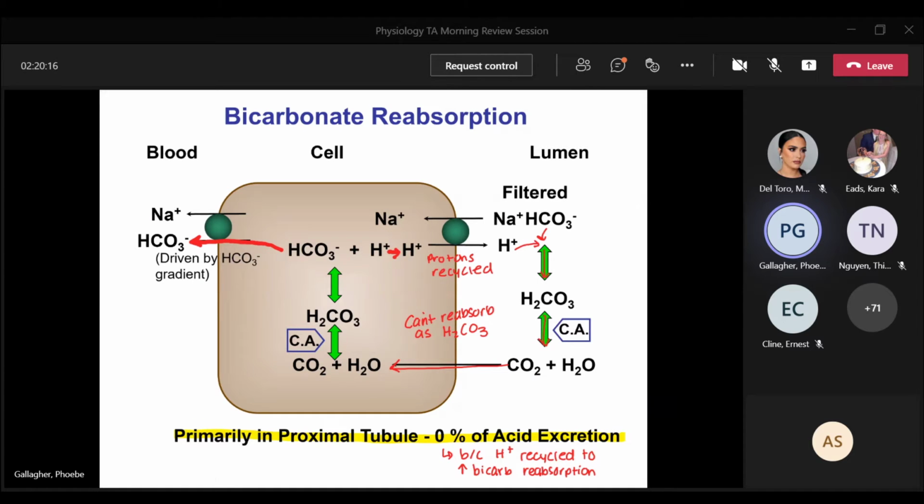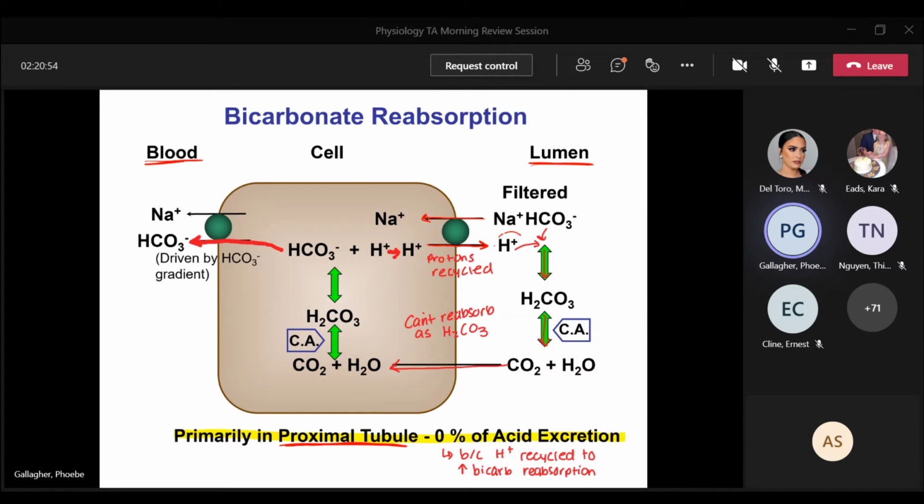Okay, so this is the cell type in the proximal tubule. Remember, this is just going to have your sodium bicarbonate transporter on the blood side of the cell, and it's going to have your sodium proton antiporter on the lumen side of the cell. So the sodium proton antiporter is going to absorb a sodium ion, and it's going to trade it for a proton. So you're pumping out a proton into the lumen. So this is the tubular fluid that would ultimately become urine.